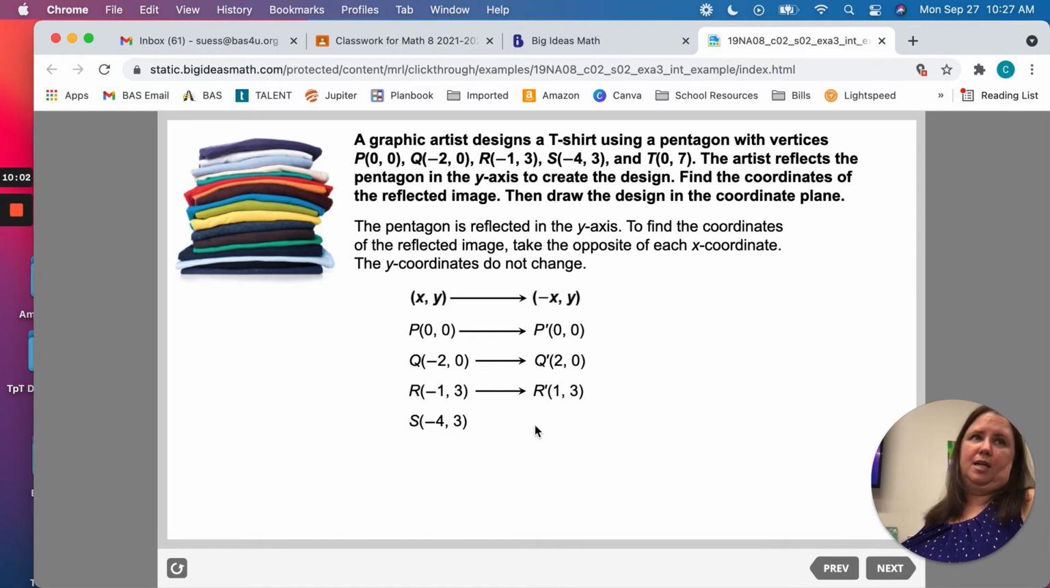What's my new x? 4. 4 comma 3. And then my new t value, the original t is 0, 7. What's the new t value? 0, 7, because you can't have a negative 0. Okay, so you need to write these points.